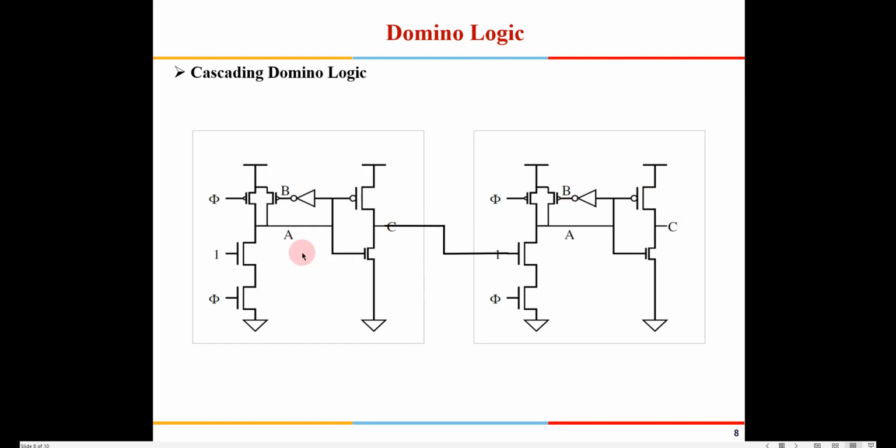You keep seeing in movies, the cards are placed vertically, and you just push one, and then the whole line falls one after the other, right? So it is like that. If this is going high, then this goes low, then this goes high, so this domino effect propagates. So this is known as domino logic.